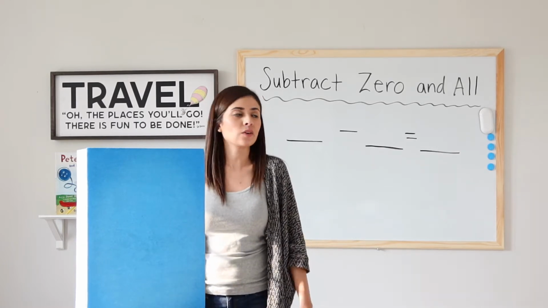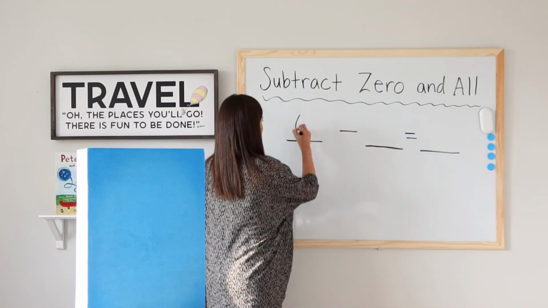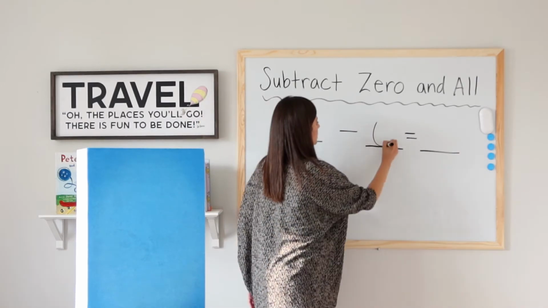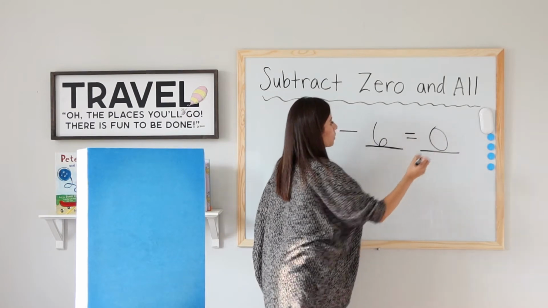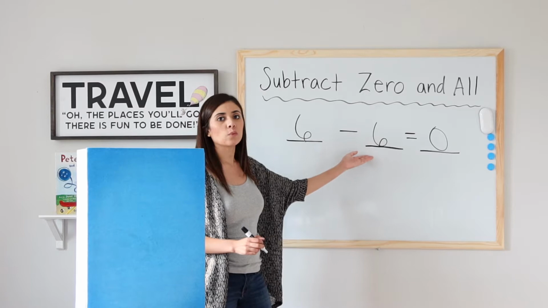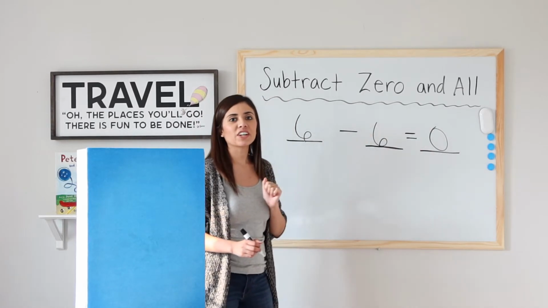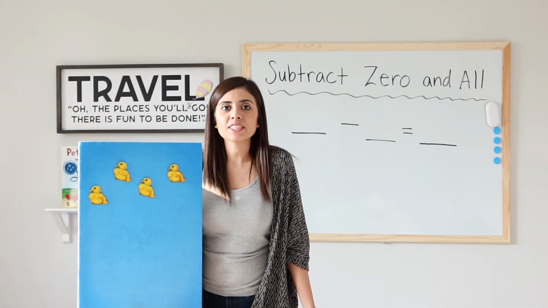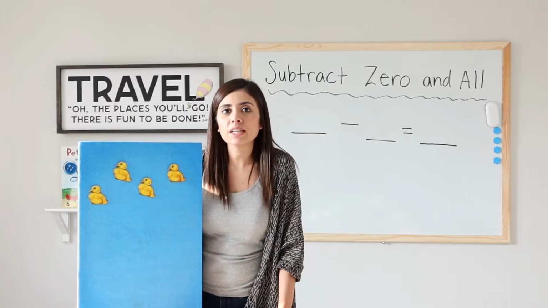Let's go ahead and write that down. 6 minus 6 equals 0. And this shows the rule that when we take all away, we are left with 0. Very good.